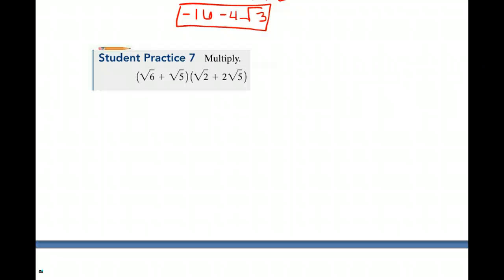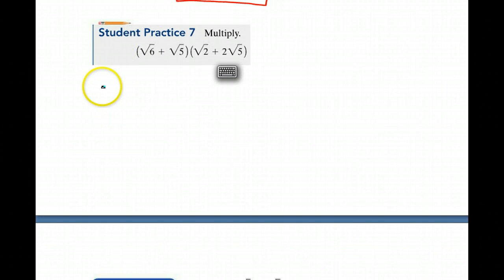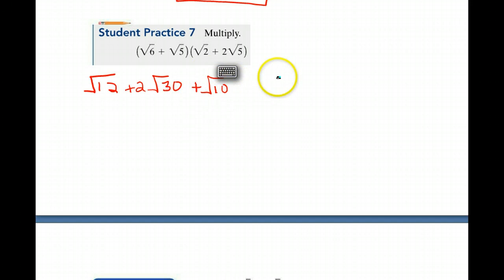Okay, by now you should be ready to go over the answer for student practice 7. We're going to go ahead and use the FOIL process here. We're going to start with root 6 times root 2, which gives us root 12. Root 6 times 2 root 5 gives us 2 root 30. Root 5 times root 2 gives us root 10. And then we have root 5 times 2 root 5, which is going to give us 2 times 5 using that product rule that we learned in this lesson.